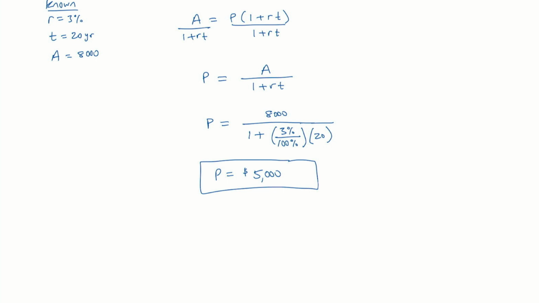So when David deposited $5,000 and the interest rate was 3% and he waited 20 years, his $5,000 grew to $8,000.